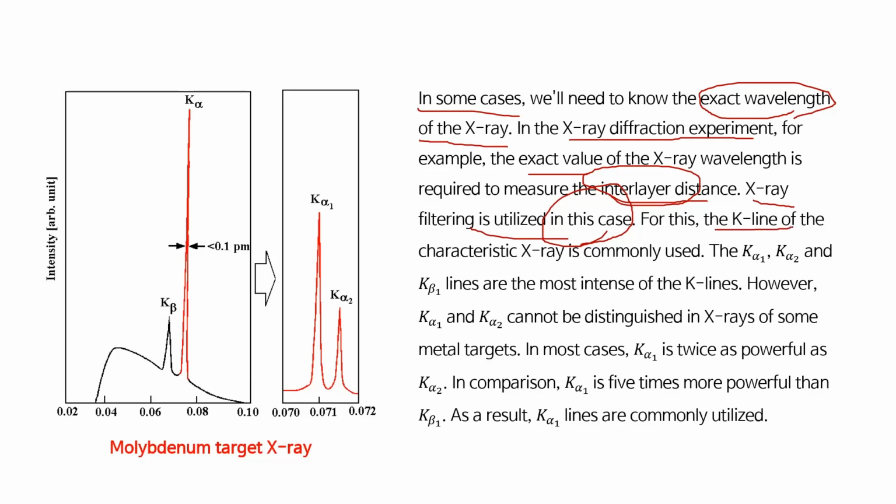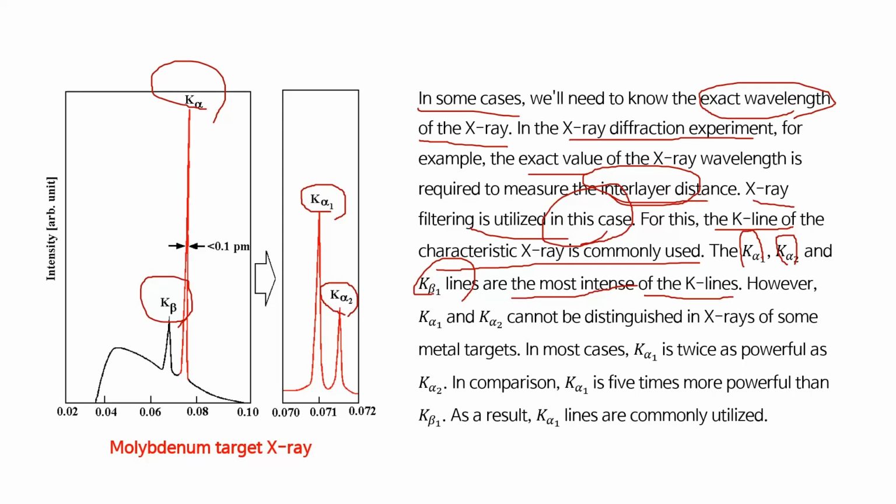For this, the K line of the characteristic X-ray is commonly used. The K alpha 1, K alpha 2, and K beta 1 lines are the most intense of the K lines. In this figure, we have just shown the K alpha line and K beta line, but if we enlarge this figure, we can see the K alpha 1 and K alpha 2 lines. However, K alpha 1 and K alpha 2 cannot be distinguished in the X-rays of some metal targets. In this molybdenum target X-ray, we can distinguish K alpha and K beta, and K alpha 1 and K alpha 2, but for some metal targets, we cannot distinguish K alpha 1 and K alpha 2.